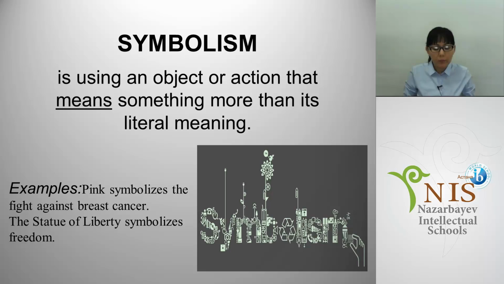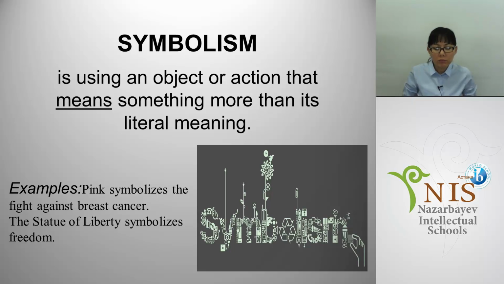Symbolism is also another good example of stylistic devices, and if you read very classical works of English writers, and not only English, in most cases they prefer this, and not only in big novels, but also the authors of short stories use this stylistic device, symbolism, to show and to represent some ideas. So symbolism is using an object or some action that means something more than its literal meaning.